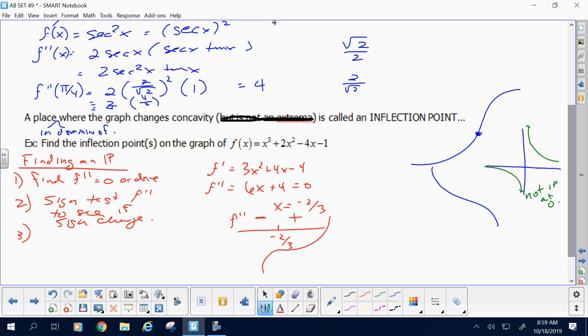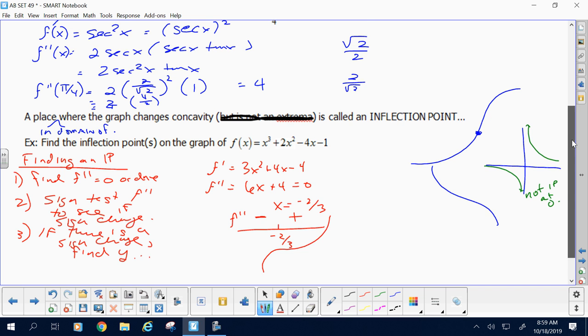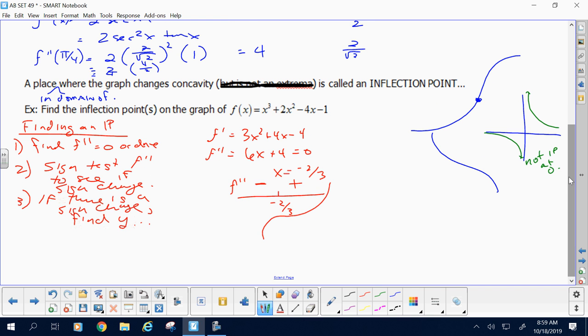So what else do I need to do? Yeah, okay. If it is an inflection point, if there is a sign change, you need to find the y that goes with it. Now, it's always dangerous because you've got three different equations to work with. When am I going to plug negative 2/3 in? The second derivative, the first derivative, or f? f, yeah. You're looking for points on the original graph.